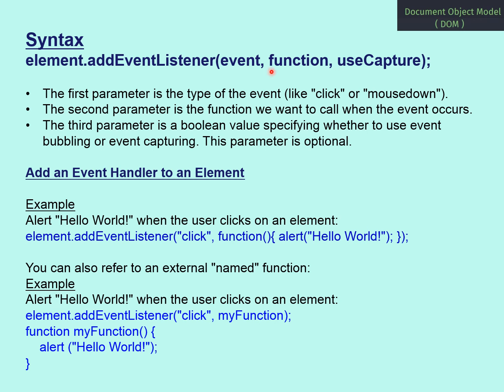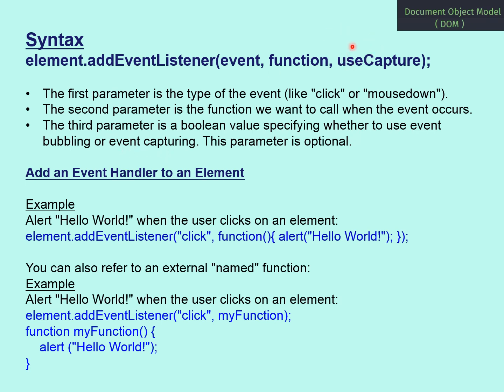The first parameter for this addEventListener method is the type of the event, whether it is click, mouse down, mouse over, double click, like that. That should be specified as the first parameter. The second parameter is the function we want to call when an event occurs. This is the function that should be executed whenever the event happens. The third parameter is a Boolean value specifying whether to use event bubbling or event capturing.